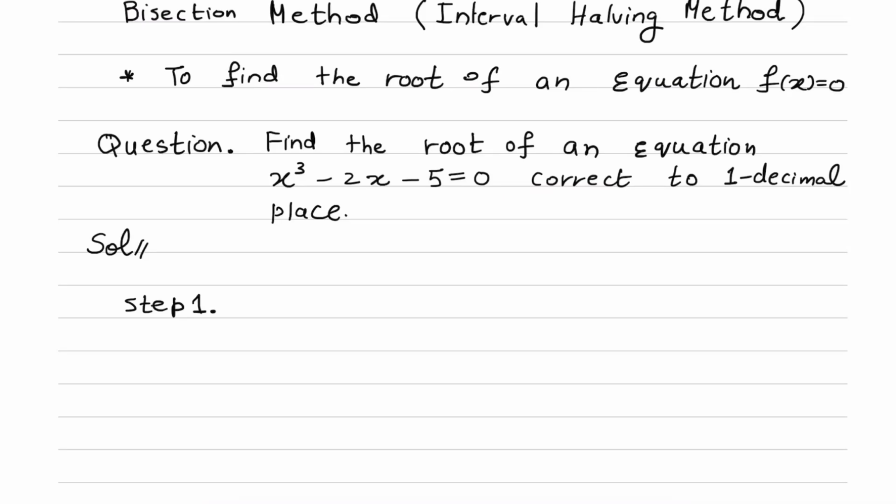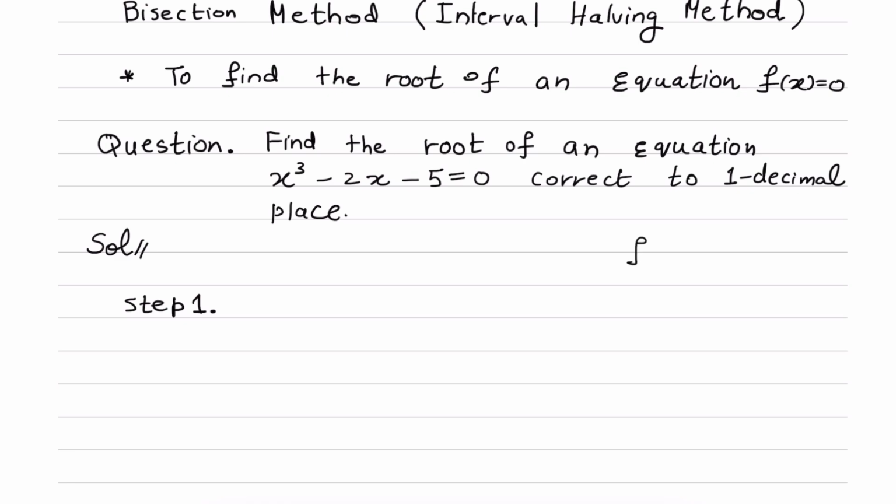So we are going to look at the bisection method, also called the interval halving method, to find the root of an equation f of x equal to 0. We have a question: find the root of the equation x cube minus 2x minus 5 equal to 0, correct to one decimal place. So first of all, what is our goal?